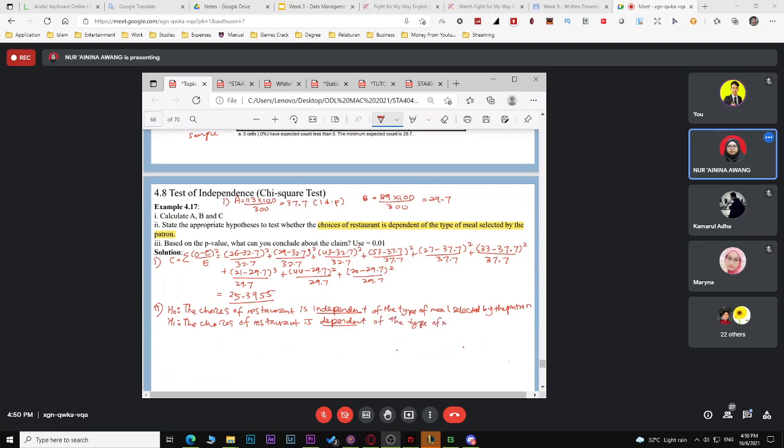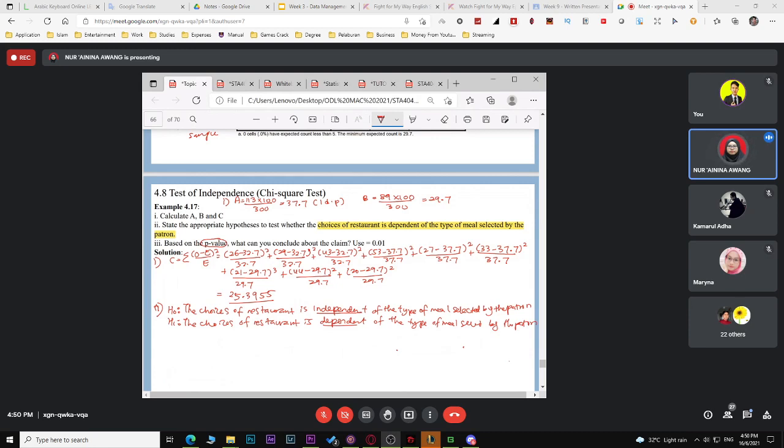Type of meal selected by the patron. Alright, so that is for the second question. And then the last one, based on the p-value. The question already mentioned the method, use p-value. What can you conclude about the claim?